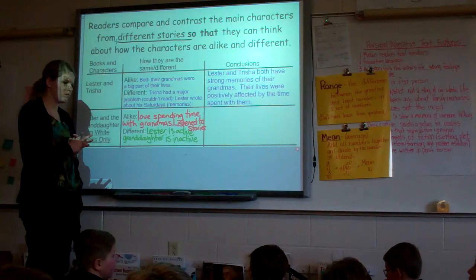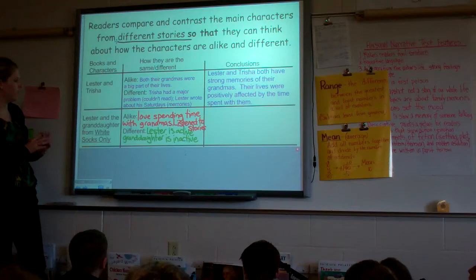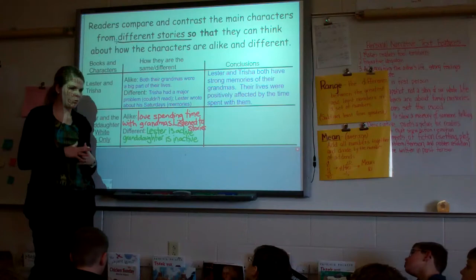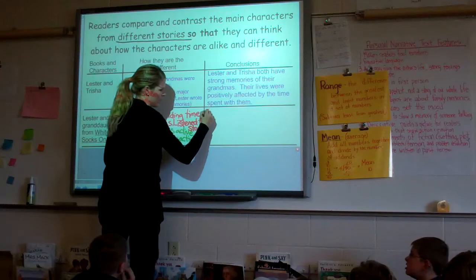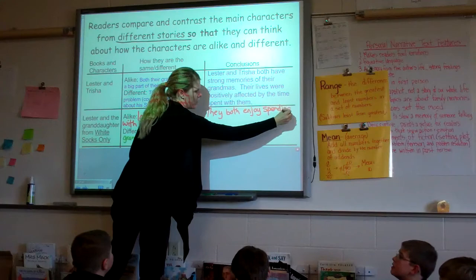More differences? Okay, so let's think about some conclusions now. Lester and the granddaughter are alike because they both like spending time with their grandma and listening to stories. They're different. Lester was active and the granddaughter was kind of inactive, sitting on the porch, from what we know about them. What are some conclusions we can say, Kyle? They like spending time with their grandmother. Mm-hmm. They both enjoy spending time with their grandmother. What else is another conclusion? Can you think of another one? These are kind of the same as this one, right?